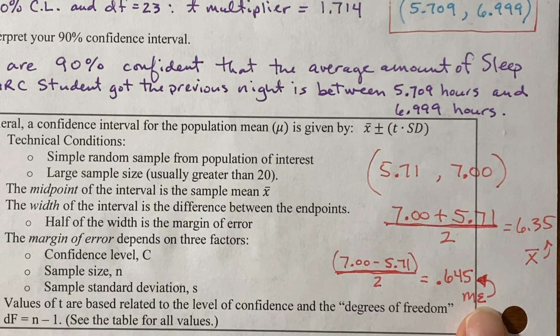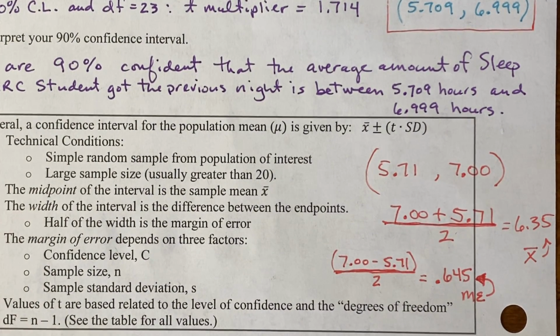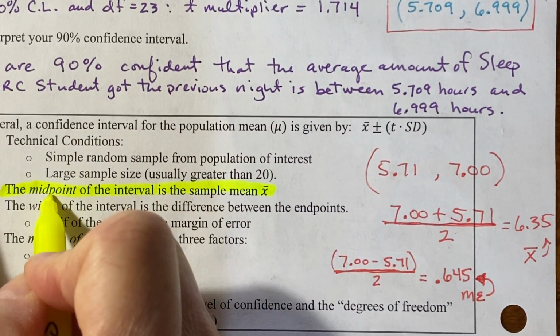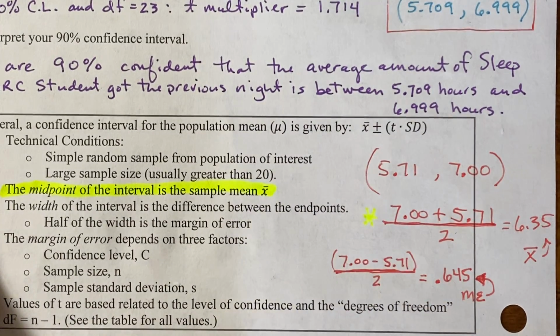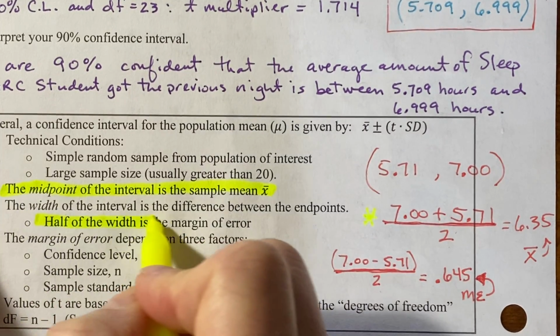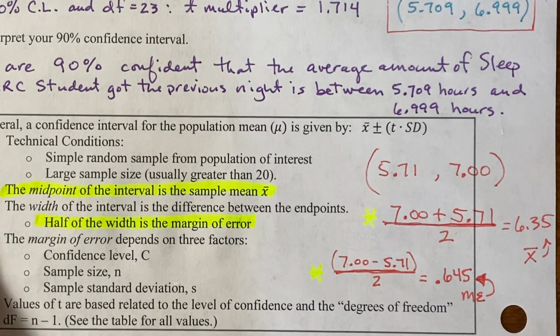All right? So that's some important little things to remember there, okay? That you can always find your sample mean by finding the midpoint of the interval, like we did right here, and that the margin of error is half the width of the interval, like we did right here.